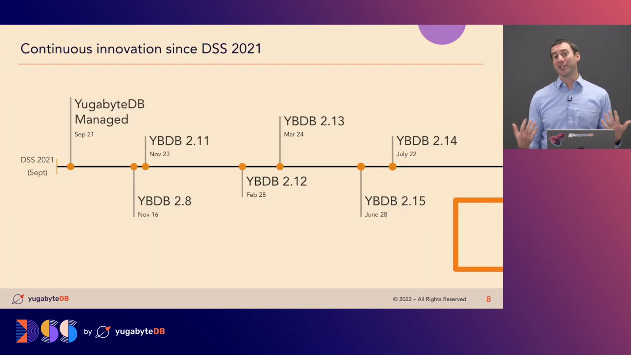And our engineering team, the community, has been hard at work at doing that over the past year. Since DSS last year, we of course released YugabyteDB Managed, our fully managed cloud offering, and we've had 6 major releases over the course of the year and over 55 minor releases. So we're averaging more than a release a week to continue to evolve, to innovate, and release new features.